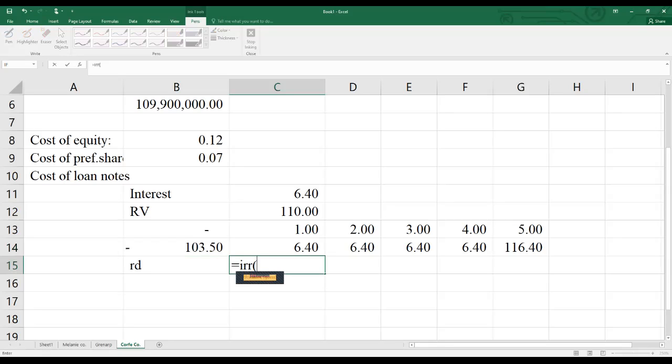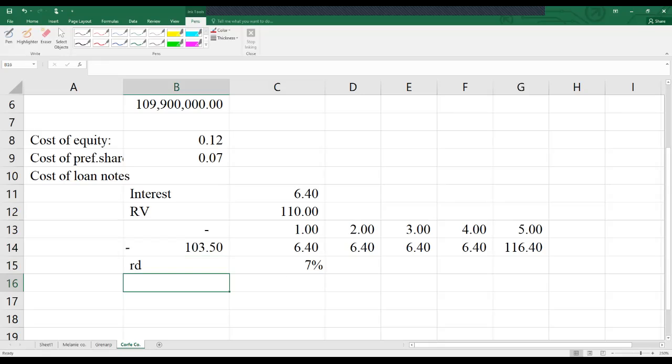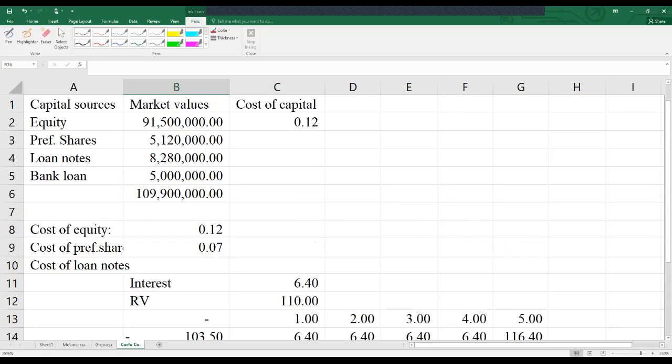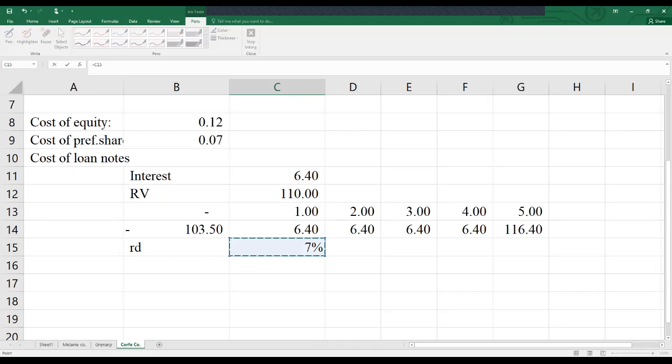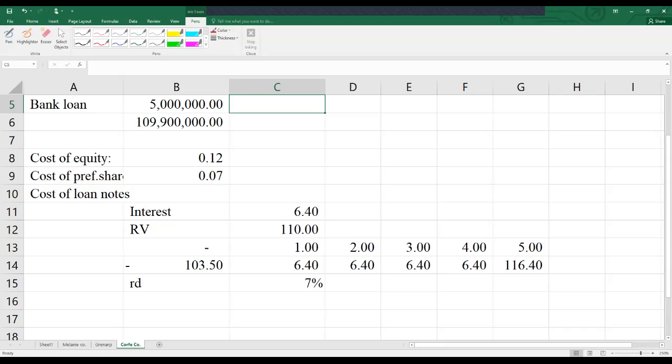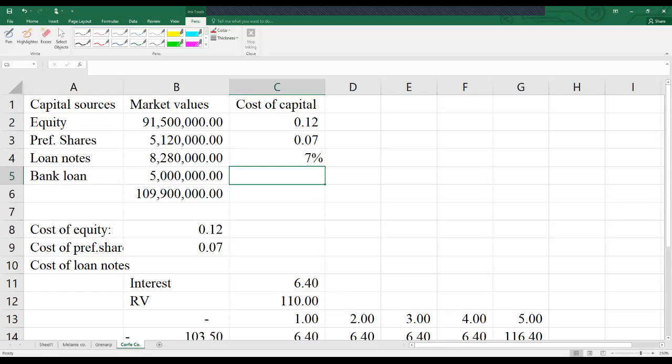and I get 7%. Therefore the cost of the notes equals 7%, the same as the preference share. Cost of the loan notes 7%. Don't forget, I haven't formatted it as a percentage here; it is Excel that has automatically shown 7%, so don't confuse. Don't put percentage. If you want to use decimal, use decimal. So don't multiply by 100, because you're going to end up mixing them up.